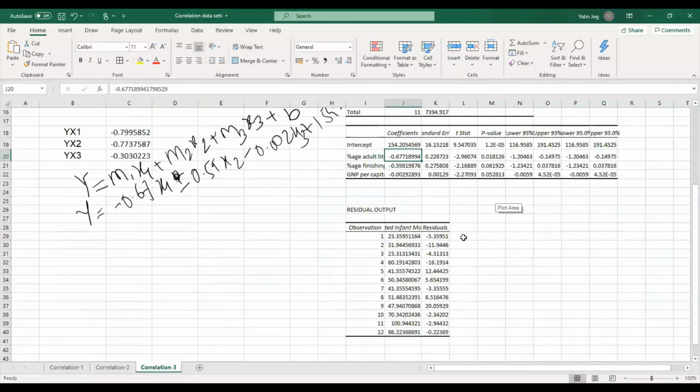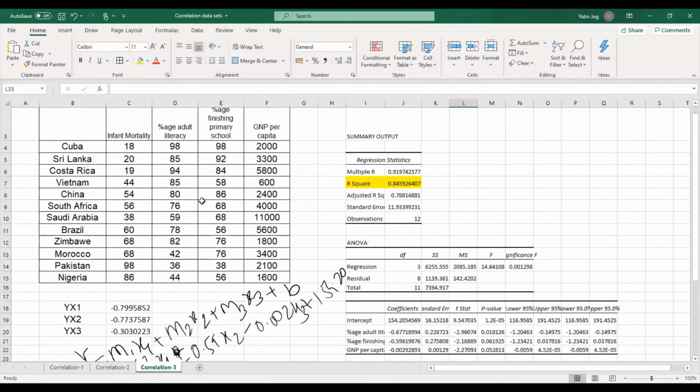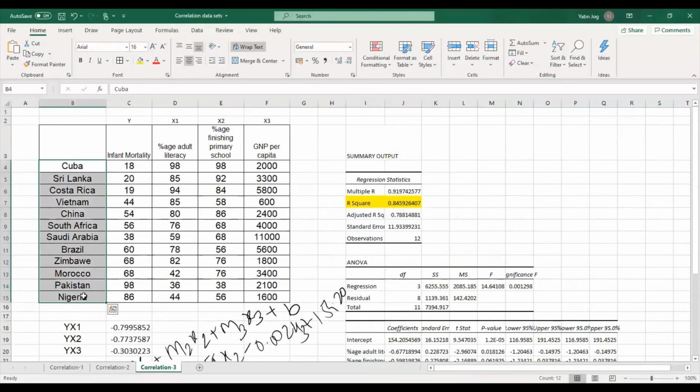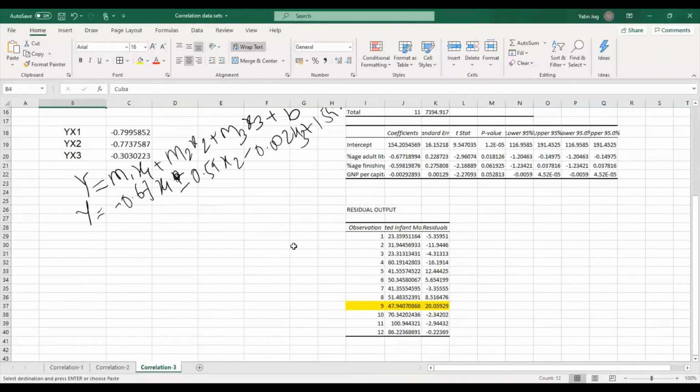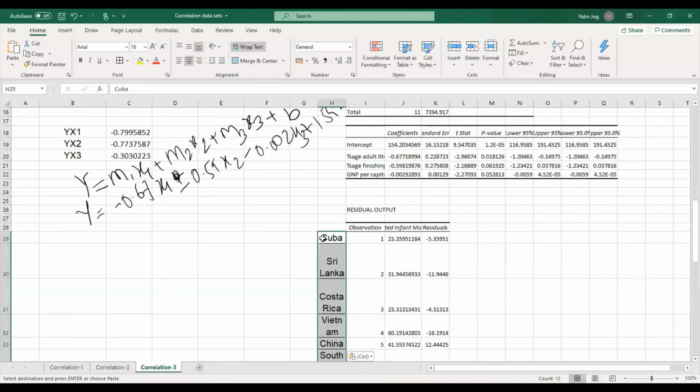Now we'll look at the residual output also. If you look at the residual output, all the data points have very small residuals, except this one data point, which has the highest residual, which is 20. The deviation is highest in case of data point number 9. So I'll just copy the countries just to know the data point labels.